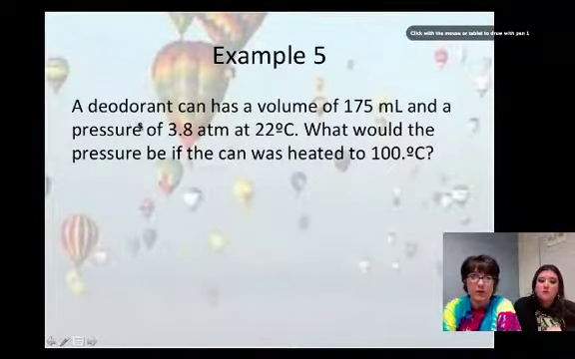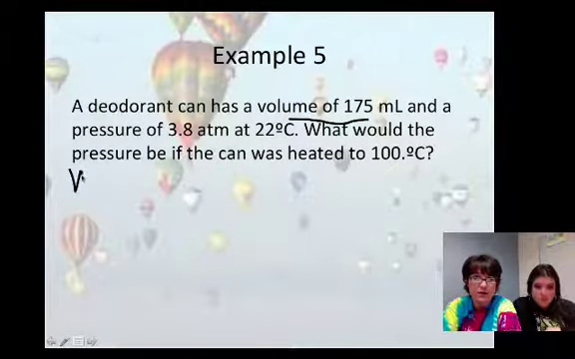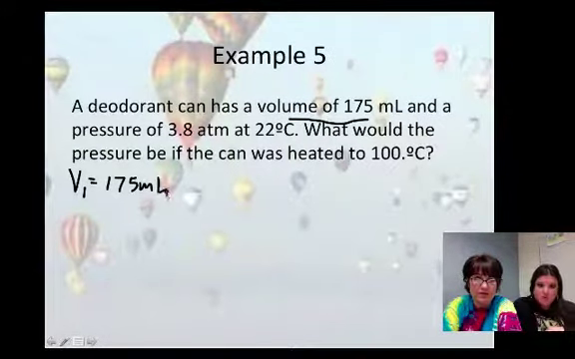Let's interpret this problem. A deodorant can has a volume of 175 milliliters. So the volume is 175 milliliters for our deodorant can. And a pressure is 3.8 atmospheres inside the can.